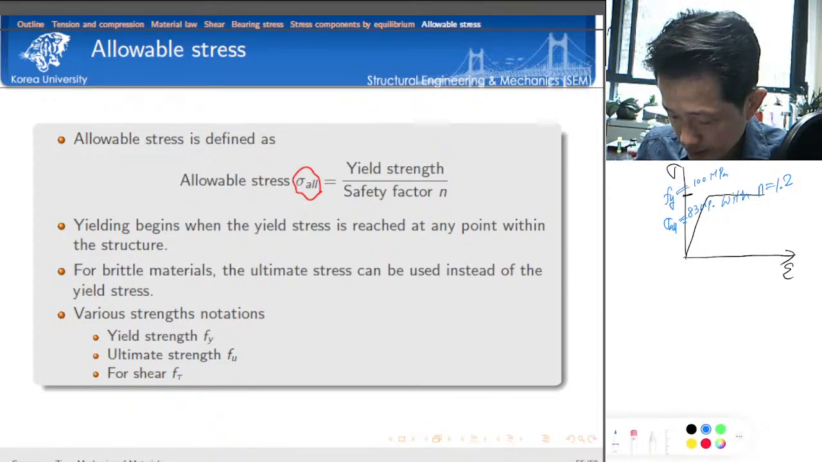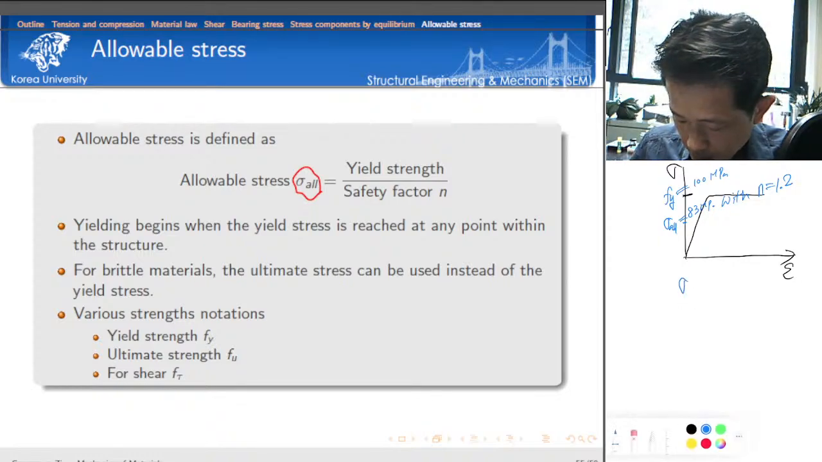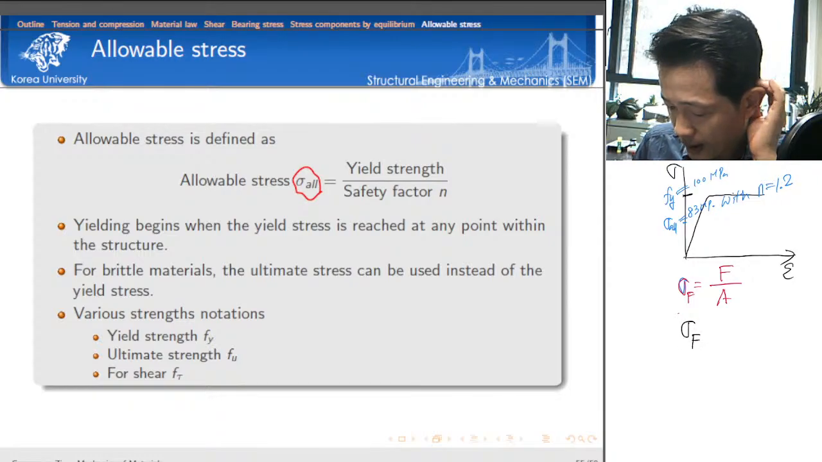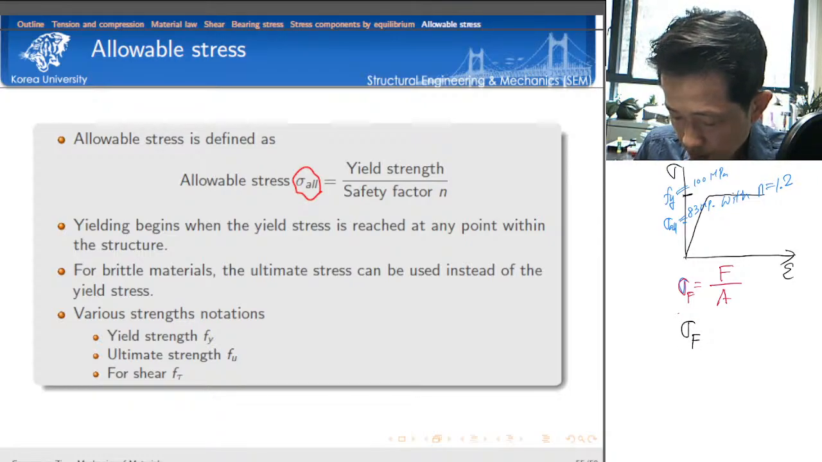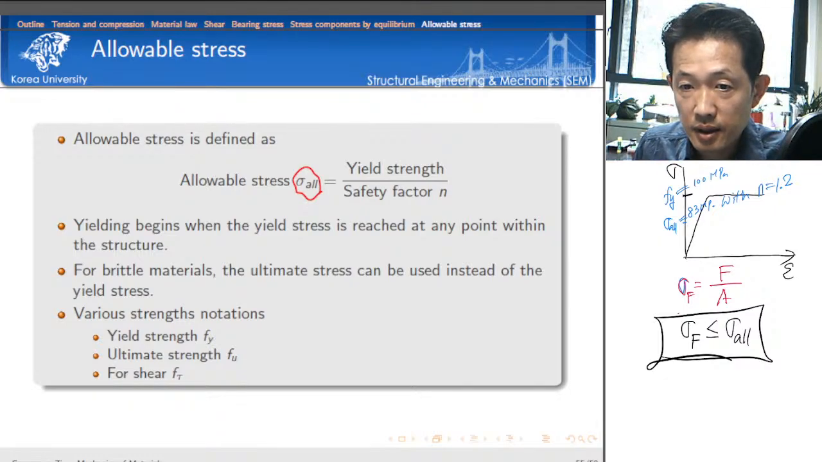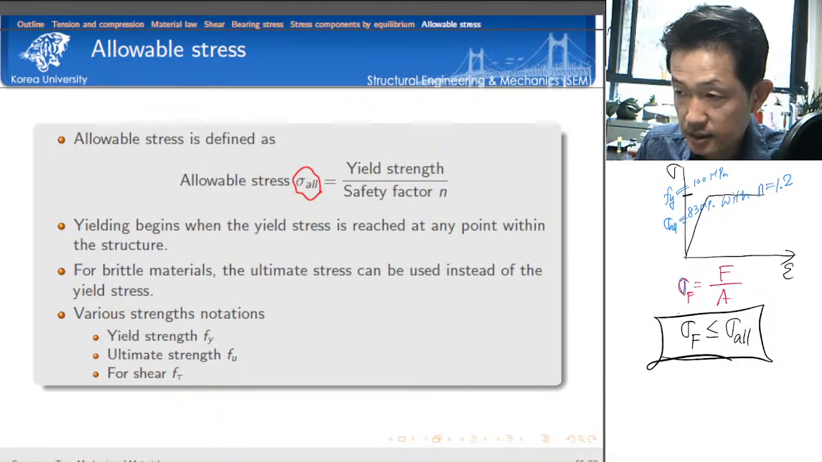Any stress calculated by the external force divided by cross-section area is the normal stress caused by the external force. For design purposes, I'd like to control the normal stress by the external force to be less than or equal to this allowable strength value. Is it clear? This is how we design, okay?